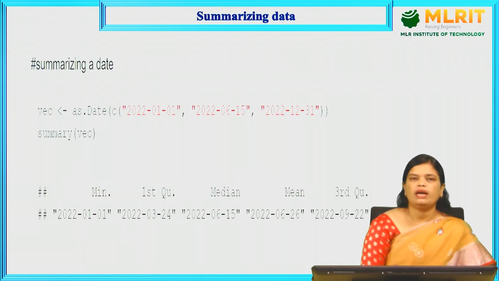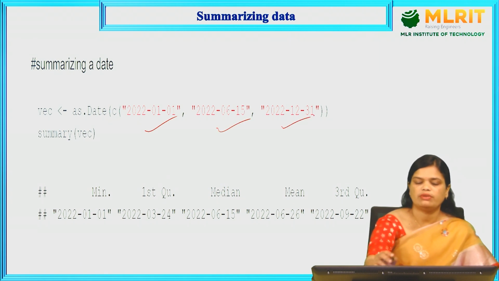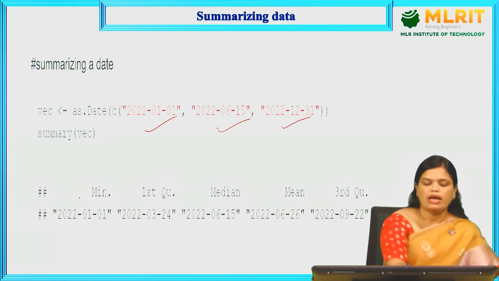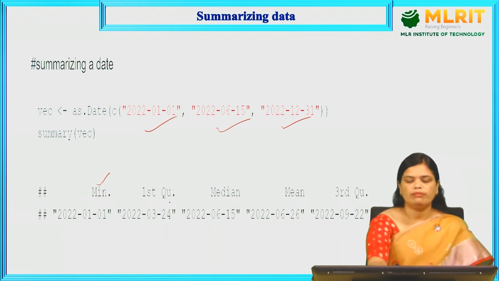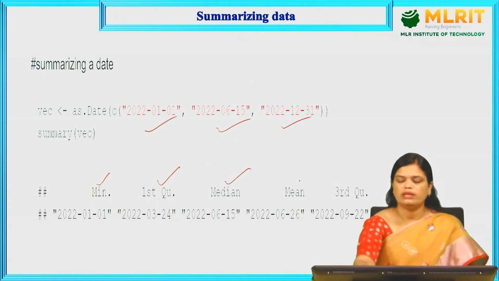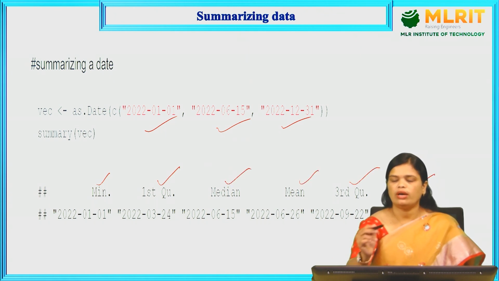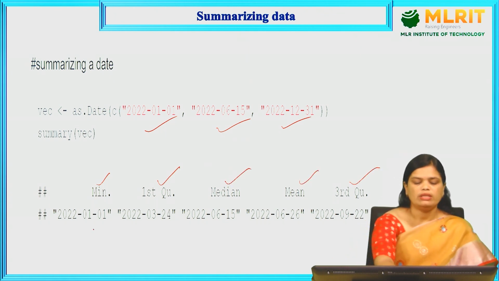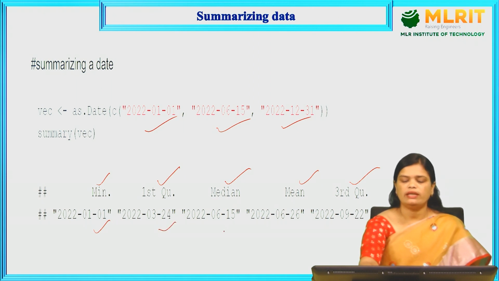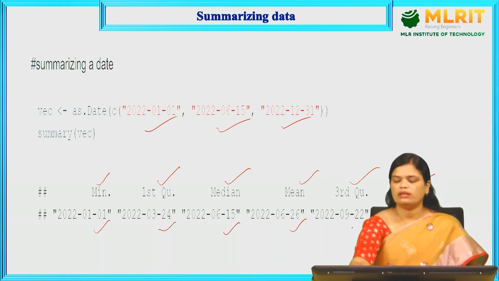So we can apply the summary function to the dates as well. So we have the dates defined here. Same 6 values it will display: the minimum value, first quartile value, median, mean, third quartile value, and the maximum value. That means the minimum date, first quartile date, median date, mean date, third quartile date, and the maximum date will be displayed.